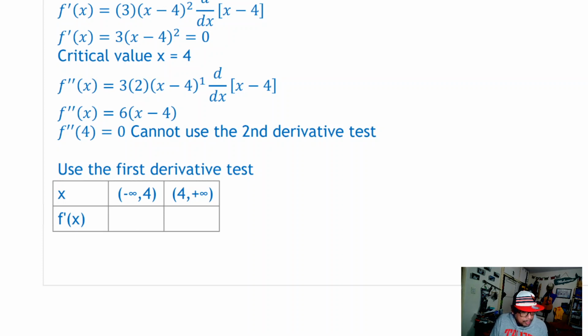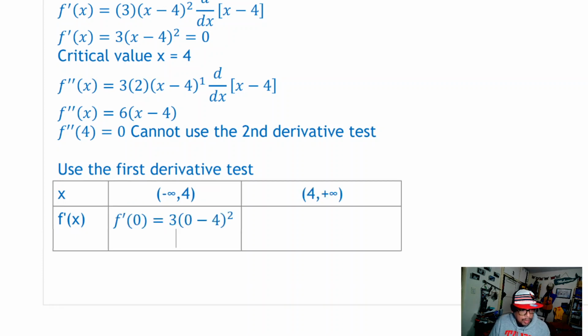So if we analyze our first derivative from negative infinity to 4, let's pick a convenient place here. Let's just say 0. So we have our derivative at 0 is going to be equal to 3 multiplied by the quantity of 0 minus 4 to the second power. And remember that I'm not interested in what the actual value is. I'm only interested in positive or negative. So if I imagine I square something, regardless of what's in there, I'm going to get a positive result. So this is actually positive.